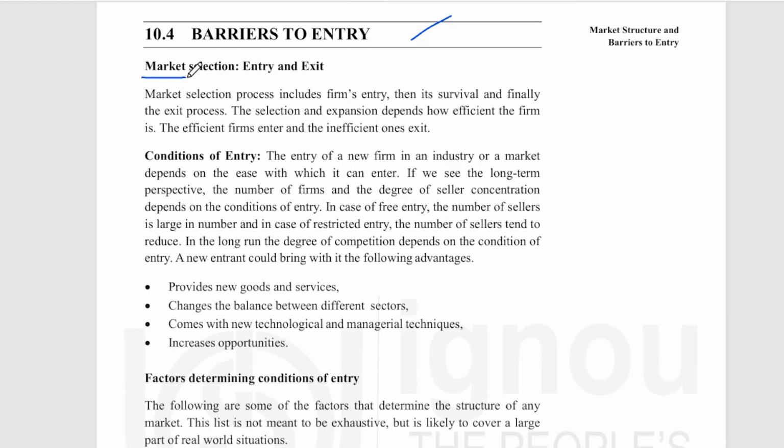So what is barriers to entry? Market selection and entry and exit. So the market selection process includes a firm's entry, then its survival, and finally the exit process. The selection and expansion depend on how efficient the firm is, and the efficient firms enter and the inefficient ones exit.